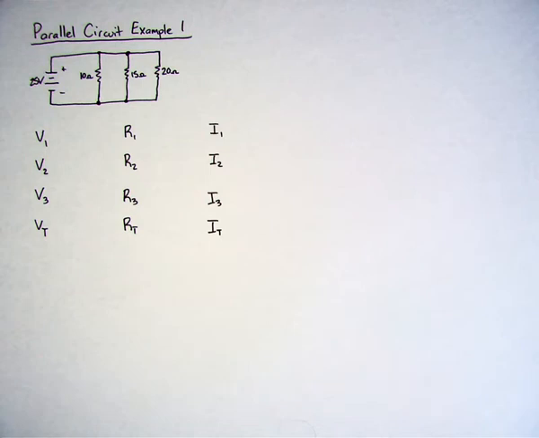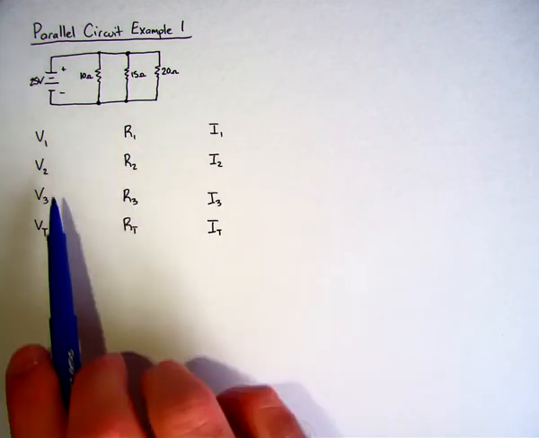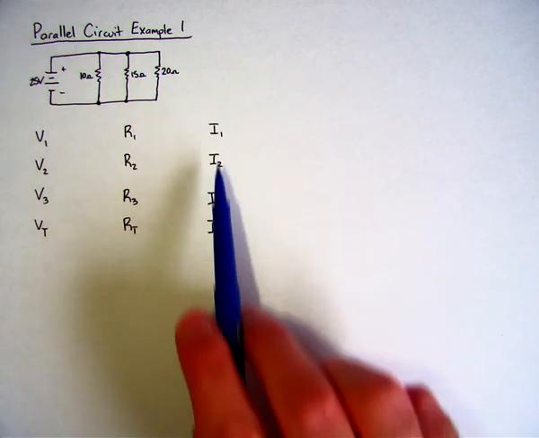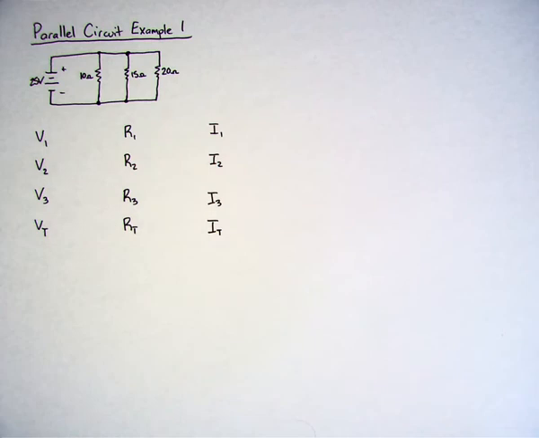Here's an example of a parallel circuit where we have three resistors in parallel with a 25 volt power supply. So the first thing we're going to do, if you take a look at the problem, I have a table here that we're going to need to complete that lists all the voltages for each resistor, the resistance for each resistor, the current through each resistor, and then the total voltage, total resistance, and the total current.